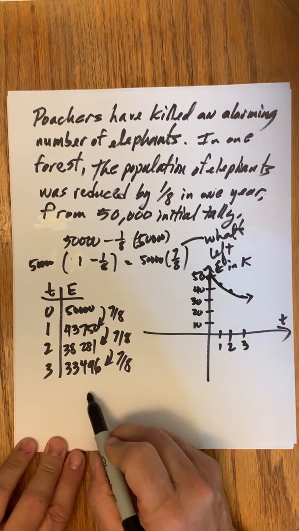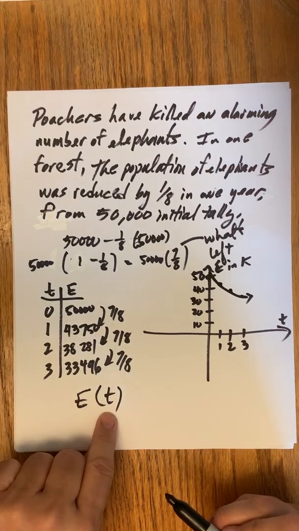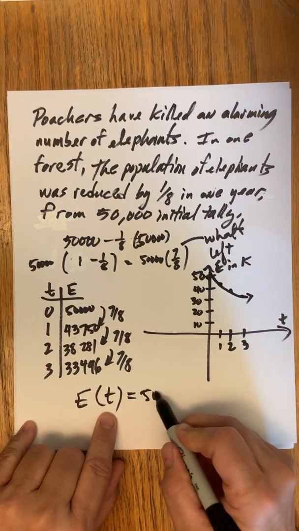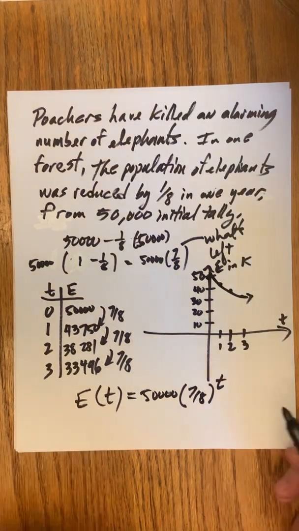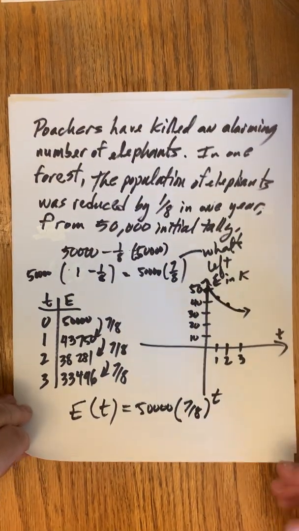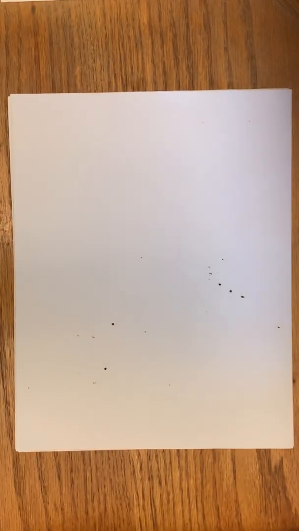So what you'll have then as your function, the number of elephants as a function of years, is what you started with times 7/8 to the t. Okay. All right, let's take a look at another example.